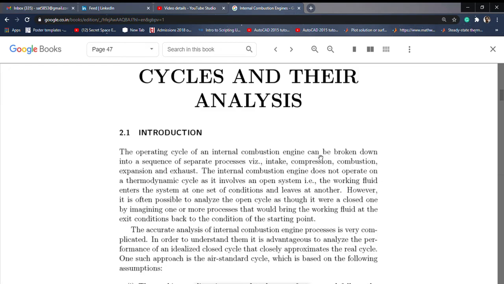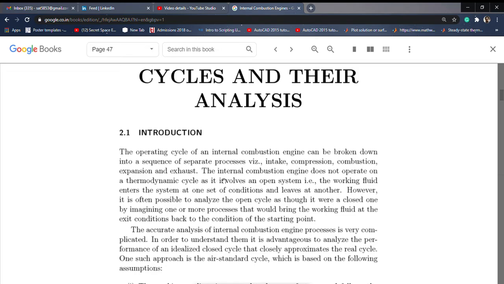This whole process will repeat again. These 5 steps will repeat again. So if there is some process which repeats itself, it is called a cycle. If these 5 steps repeat, it is called a cycle.